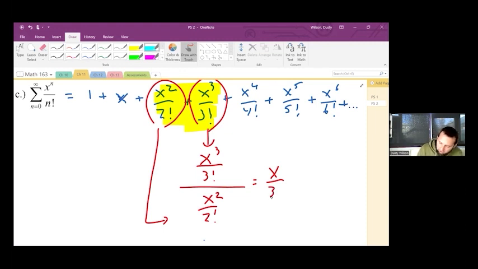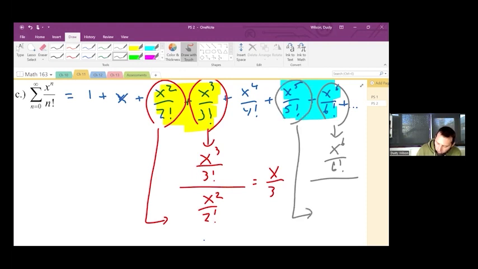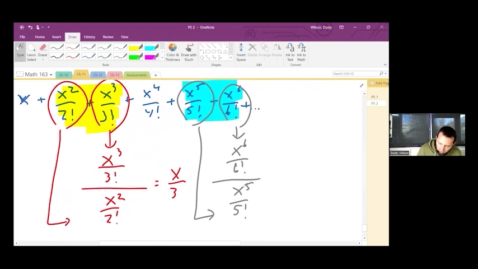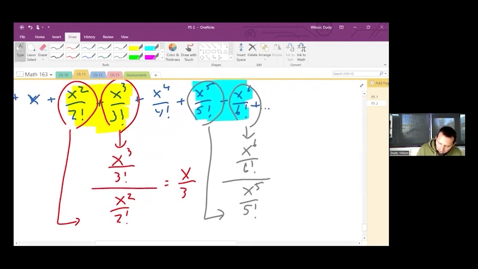Or maybe we could look at the x to the 5th and x to the 6th terms. Here, this would give us x to the 6th over 6 factorial divided by x to the 5th over 5 factorial, which simplifies to x over 6.